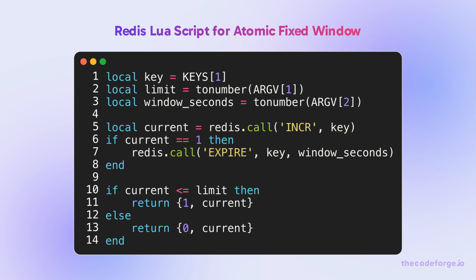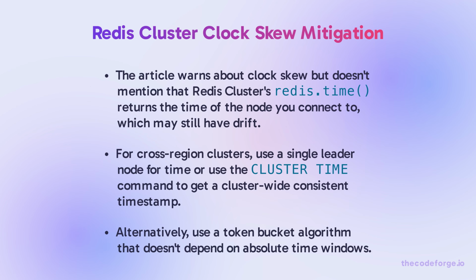The article mentions using Lua scripts for atomicity, but only shows a non-atomic Python example. Here is the complete, production-ready Lua script for a fixed window counter that atomically increments, sets expiry, and returns the count. The article warns about clock skew but doesn't mention that in Redis clusters, Redis time returns the time of the node you connect to, which may still have drift. For cross-region clusters, use a single leader node for time or use the cluster time command to get a cluster-wide consistent timestamp. Alternatively, use a token bucket algorithm that doesn't depend on absolute time windows.